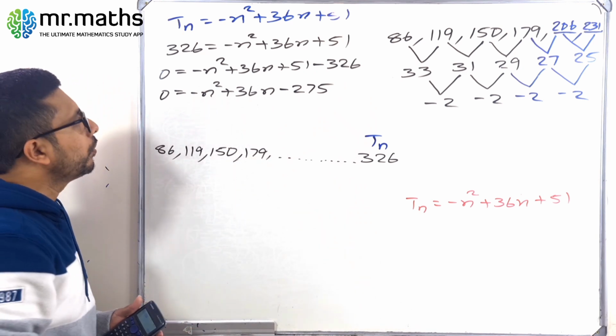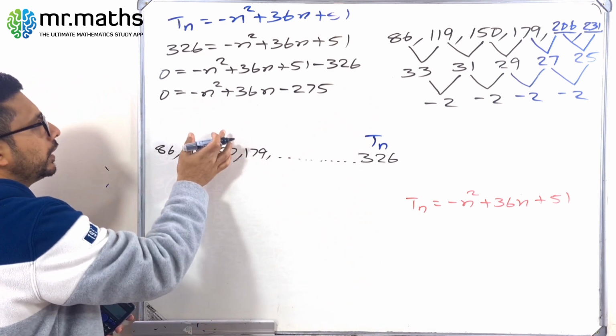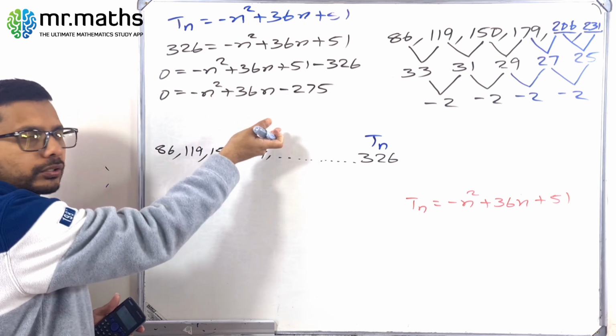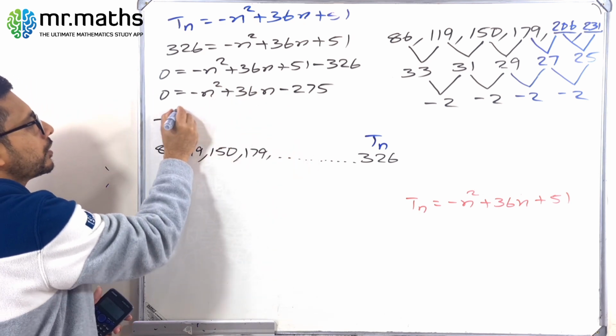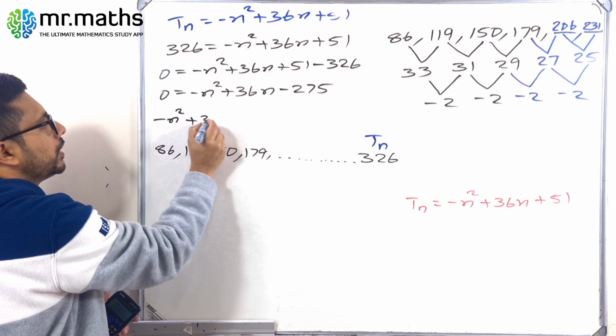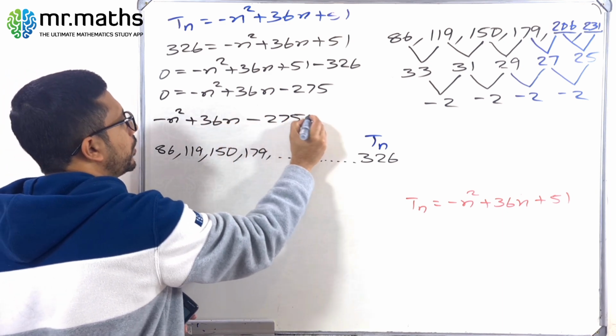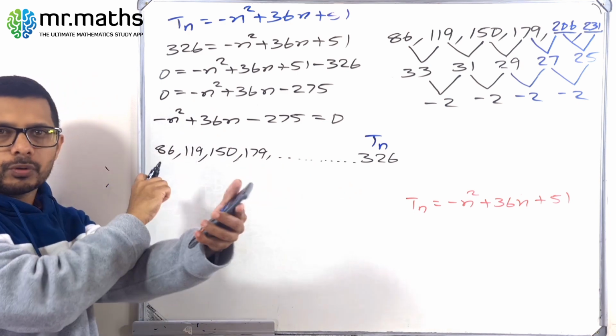Okay, so now let me swap it around. Let me write this one here and this 0 there. So it is minus n square plus 36n minus 275 is equal to 0. I just swap it around like this.